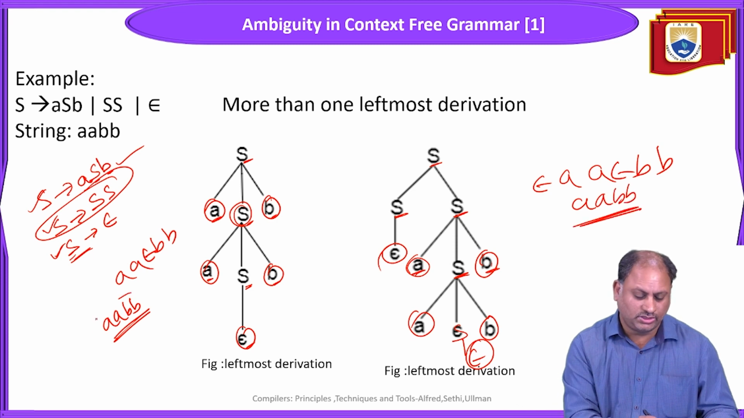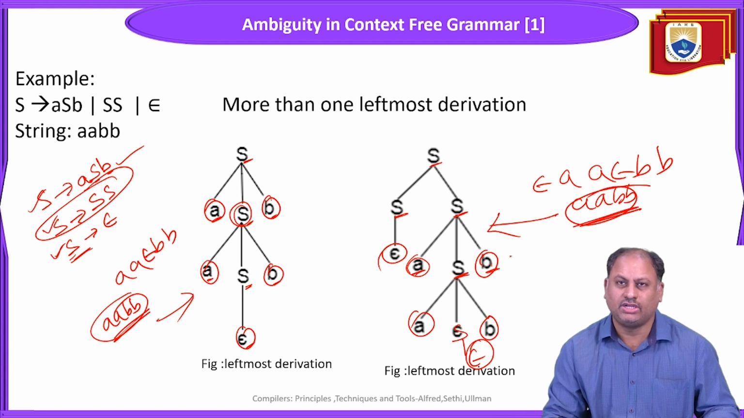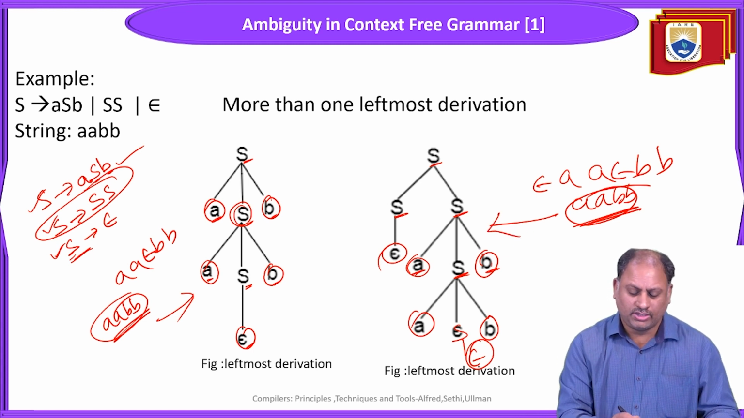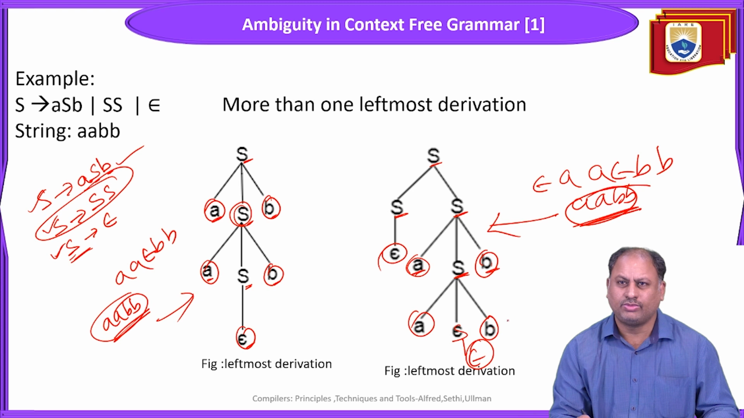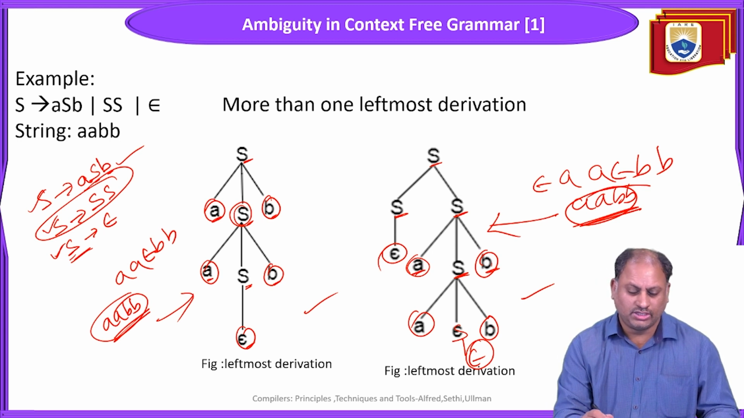So what is the string that is defined for this diagram and what is the string that is defined for this diagram? Both are the same, but this is possible with one leftmost derivation, and this is also possible with one more leftmost derivation. So many leftmost derivations may exist. So we can say that the grammar is ambiguous. Grammar is said to be ambiguous.